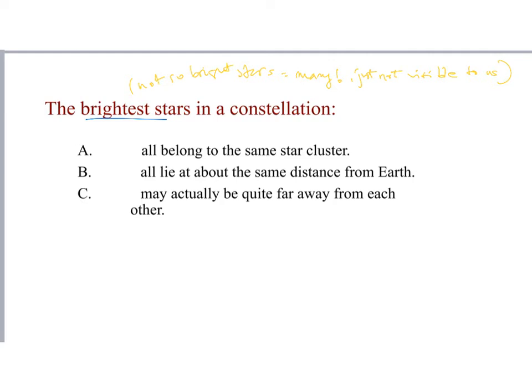So anyway, let's talk about the brightest stars in a constellation. Is it that they all belong to the same cluster? Is it that they all lie at about the same distance from where we are, which is on the surface of this planet called Earth, or they may actually be quite far away from each other. And actually, the answer to this question is C. They are really quite far away from each other.